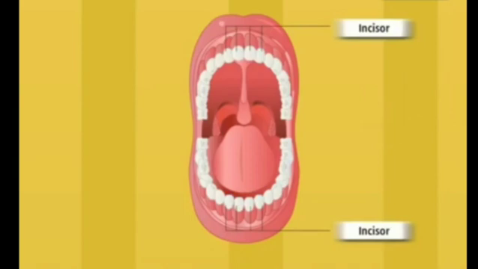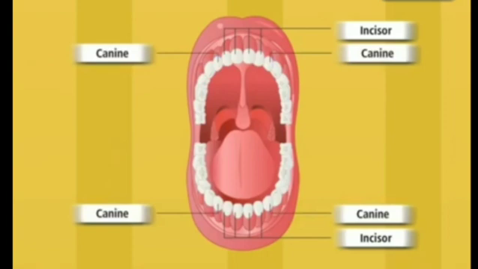Now have a look at the canines. Now look at the sharp pointed teeth which are located on both sides of incisors on each jaw. So these teeth are used to tear the food like a fork. So they are called canines.